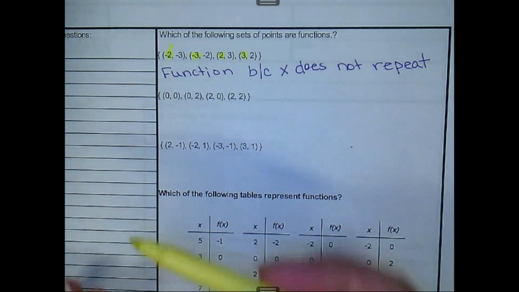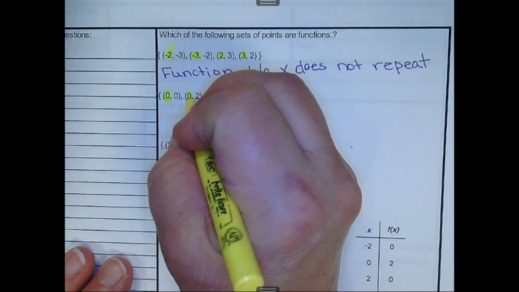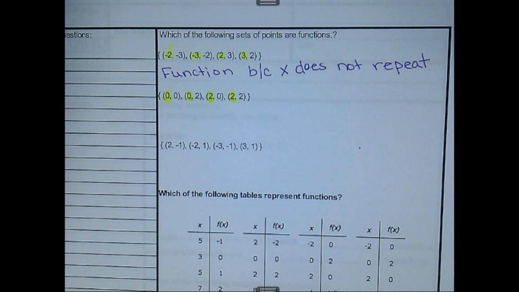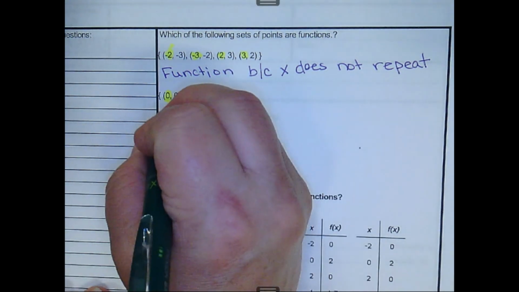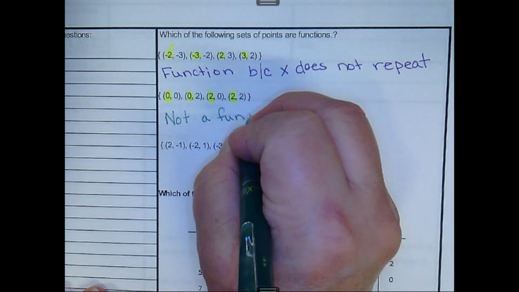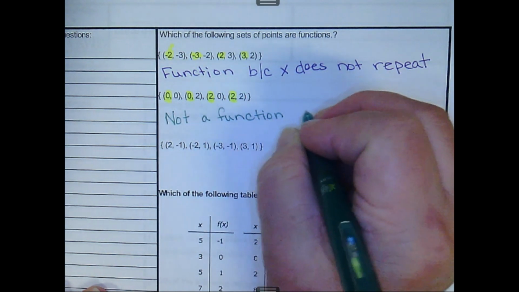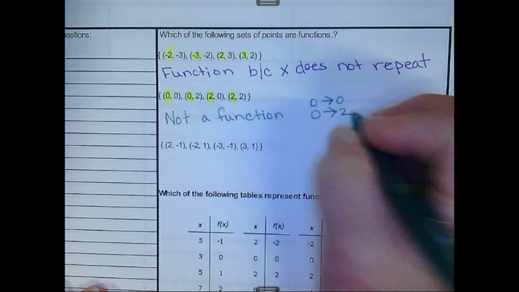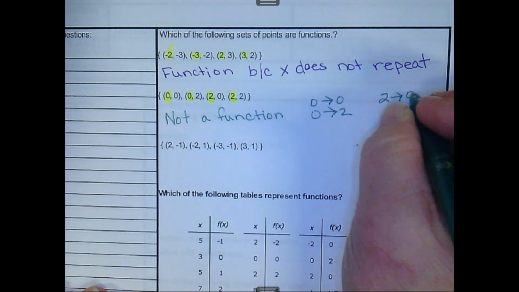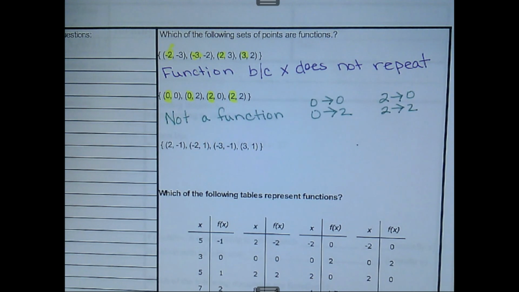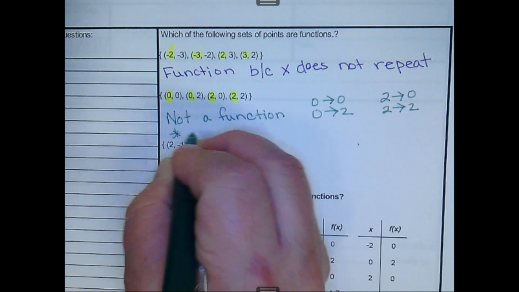Let's look at the next one. I've got 0, I've got another 0, I've got a 2 and another 2. My x's repeat. If my x's repeat, it is not a function. Why? Because 0 is mapped to 0 and 0 is mapped to 2. 2 is mapped to 0 and 2 is mapped to 2. So you've got those mappings that take your x value to 2 different numbers. In other words, x repeats.